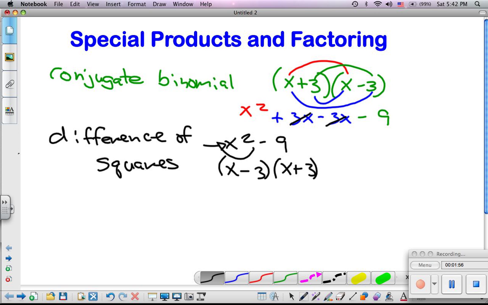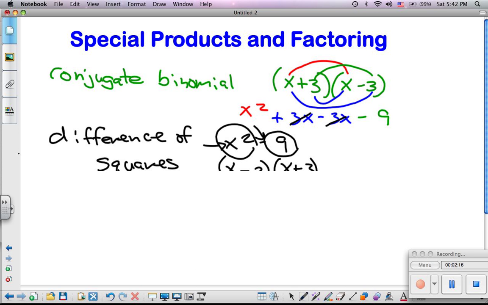So once again, this needs to be a perfect square, this needs to be a perfect square. Difference is the minus sign in the middle, and then we know we'll have a conjugate pair to do that. Okay, the next type of special product we have is going to be products of any binomials here.